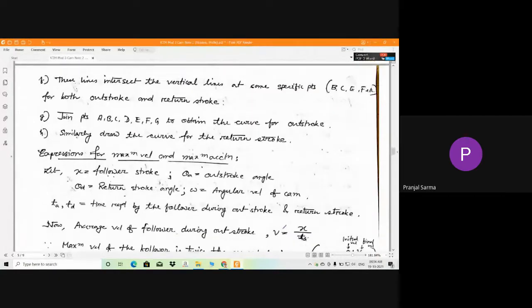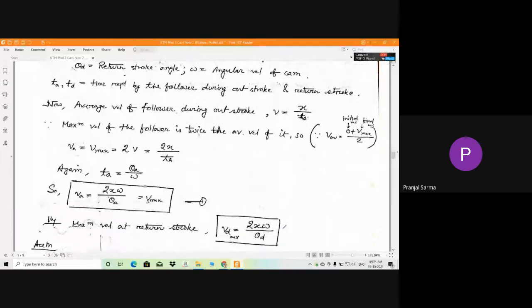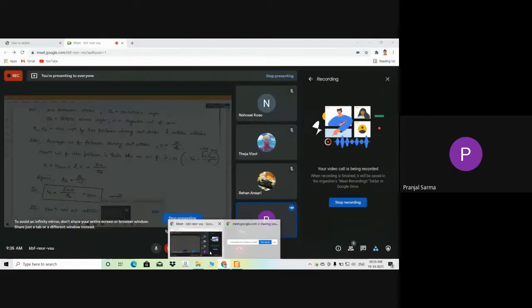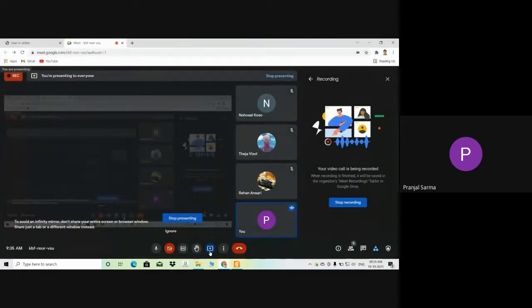So this is how it works. After this much, is it clear? Let me know if there is any confusion.